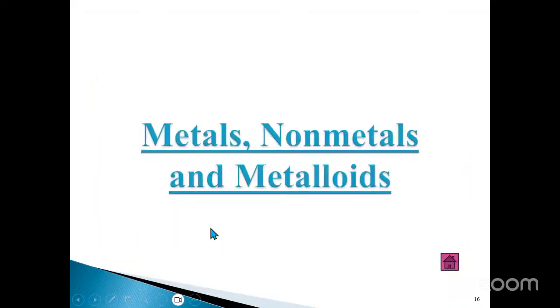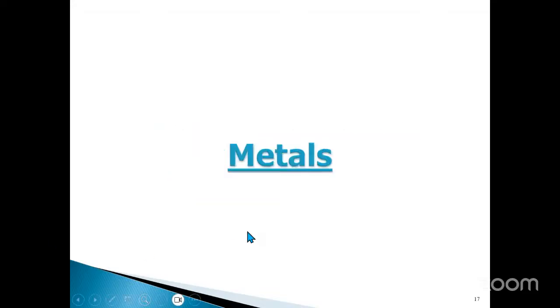Okay, now there are several ways of categorizing the different elements into some broad classes. One of the ways is that we can put elements in the category of being either metal, non-metal, or metalloids. So let's talk about the difference between metals, non-metals, and metalloids. Let's start off with the metals.